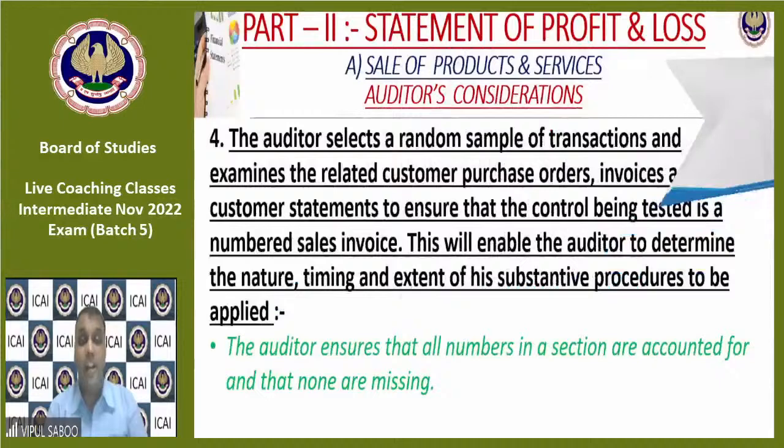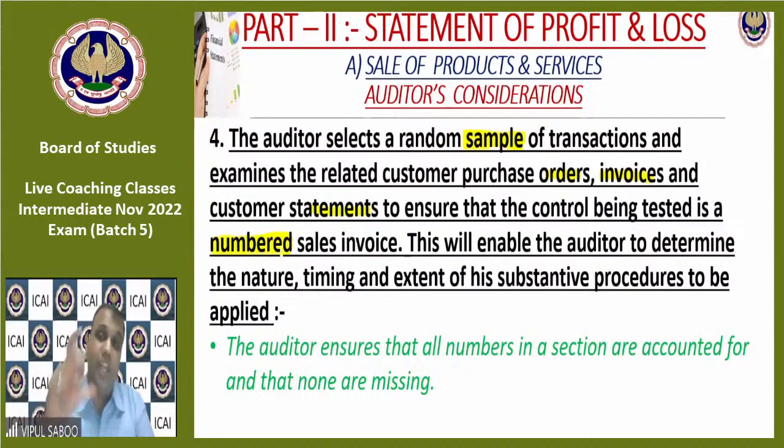The auditor selects a random sample. Chapter of sampling, audit sampling you have done. The auditor selects a random sample of transactions and examines the related customer purchase orders, invoices, customer statements to ensure that the control being tested, a numbered sales invoice, is working. The numbering has not been tampered with. The integrity is maintained. He is walking through the whole cycle, sampling certain orders. This will enable him to determine the NTE, nature, timing, and extent of his substantive procedures to be applied.